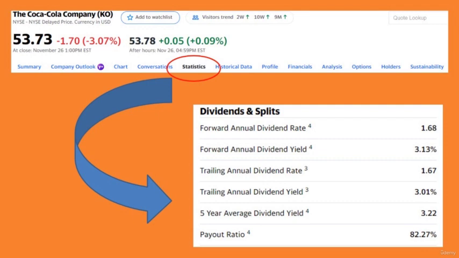The forward dividend rate we looked at, 1.68 versus a 3.13% yield. You can see trailing, what it was for the last year, a little less, 1.67 and 3.0%, so that's okay. And then the 5-year average dividend yield is about 3.22, so all right around there. But the key thing we're looking at here is the payout ratio at 82.27%. Now that's getting higher. Remember, we were getting cautious once it got above 70%.